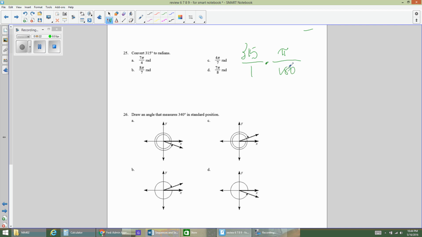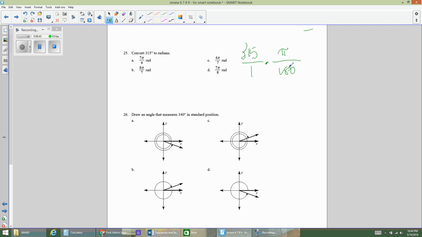Okay, now you guys have a calculator in front of you that can do 315 divided by 180, and then you press math, enter, enter, and that's going to give you the answer. So you do that because I don't have a calculator.